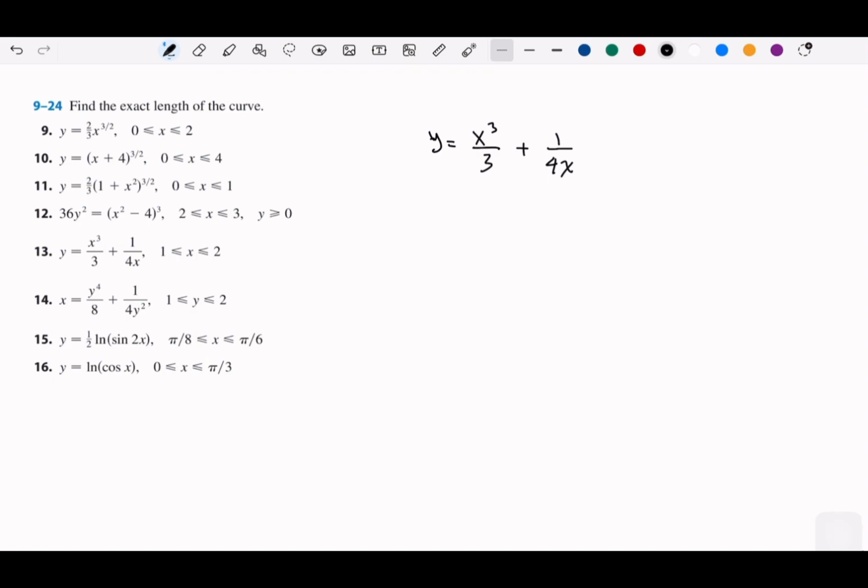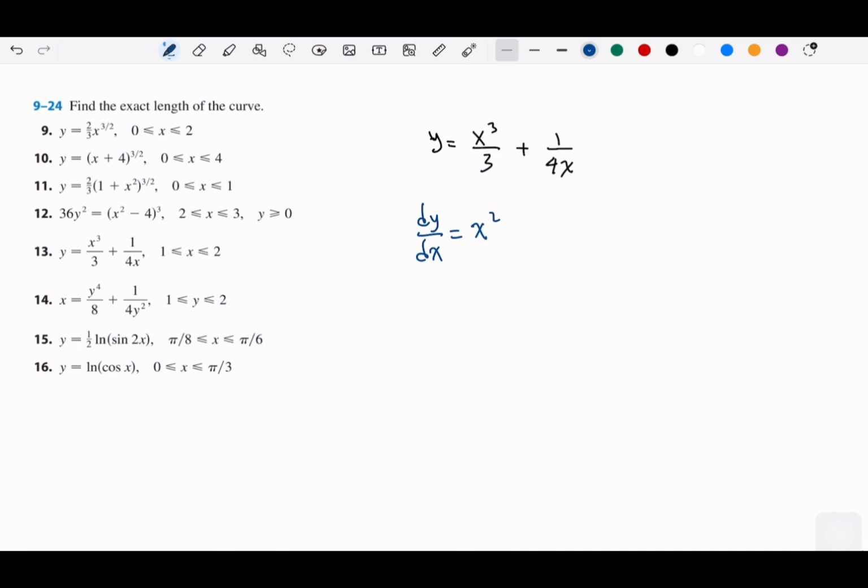Okay, we can derive this one by one, right? Do not combine these two, okay? So just let them split one by one. So first, we derive x cubed over 3. So we get 3x squared over 3, or we can say it's x squared, the first one. And then what happens with the 1 over 4x? We can think of this as 1 over 4 multiplied with 1 over x, right?